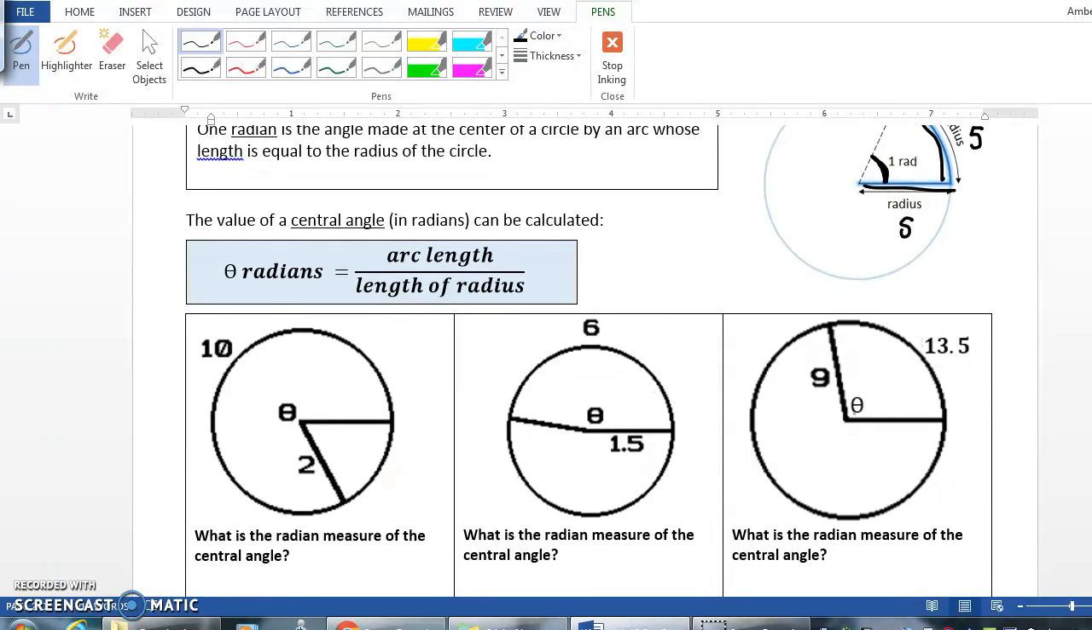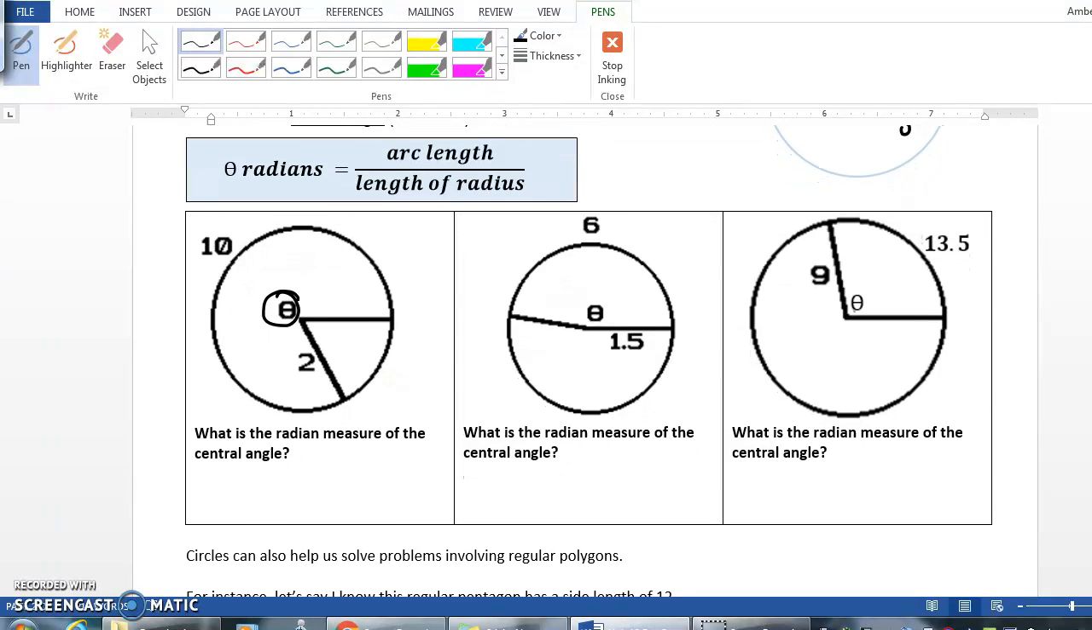Okay, so we're just going to be finding the value of a central angle in radians. Okay, 1 radian is equal to that. So we need to find the central angle right here, theta, calculated in radians. Okay, so what is the radian measure of the central angle? Well, we're given a formula. So the radian angle is going to be equal to the arc length. So right here, this whole arc is 10, divided by the length of the radius, which is 2. So the radian measure is going to equal 5.